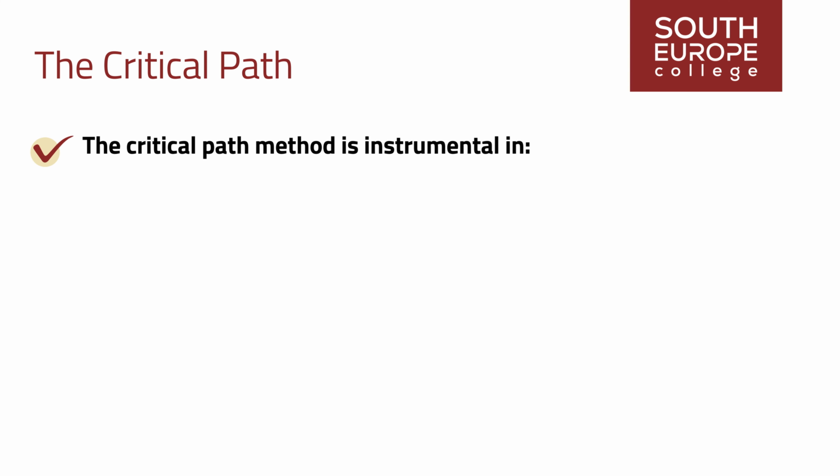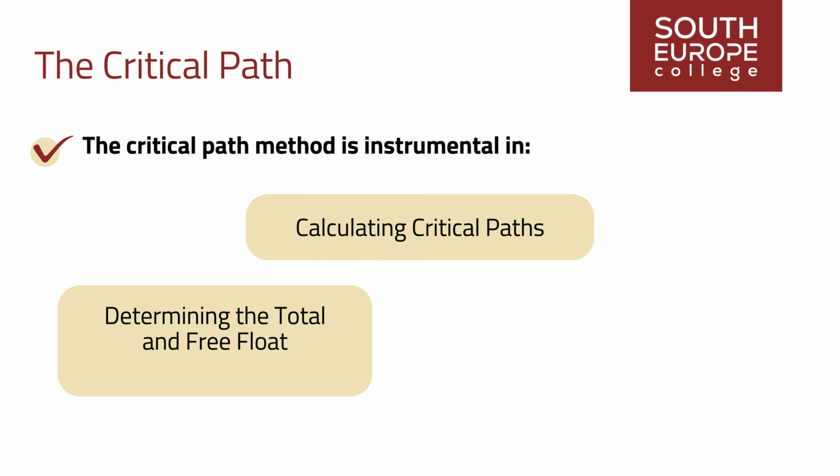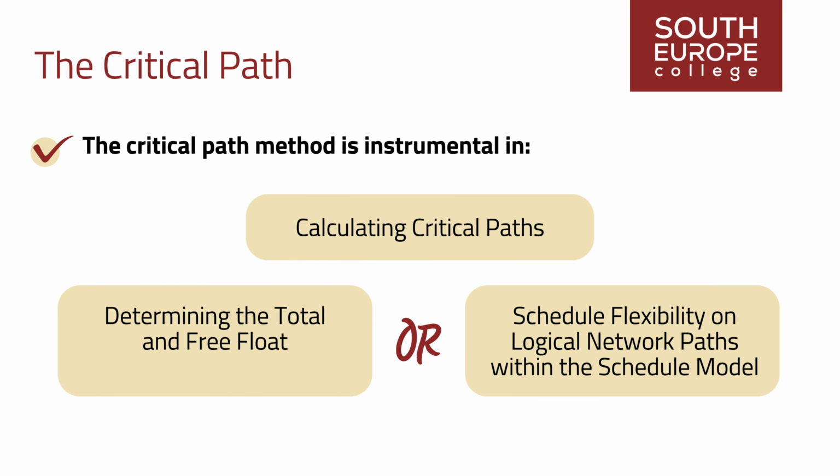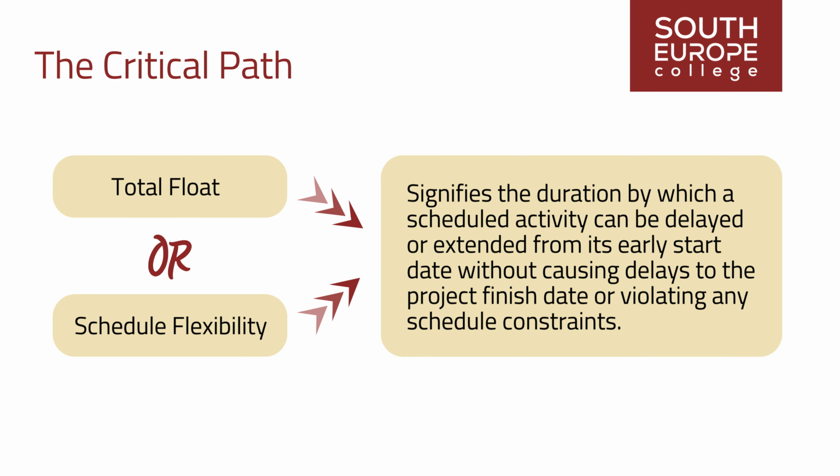The critical path method is instrumental in calculating critical paths and determining the total and free float or schedule flexibility on logical network paths within the schedule model. Total float, or schedule flexibility, signifies the duration by which a scheduled activity can be delayed or extended from its early start date without causing delays to the project finish date or violating any schedule constraints.